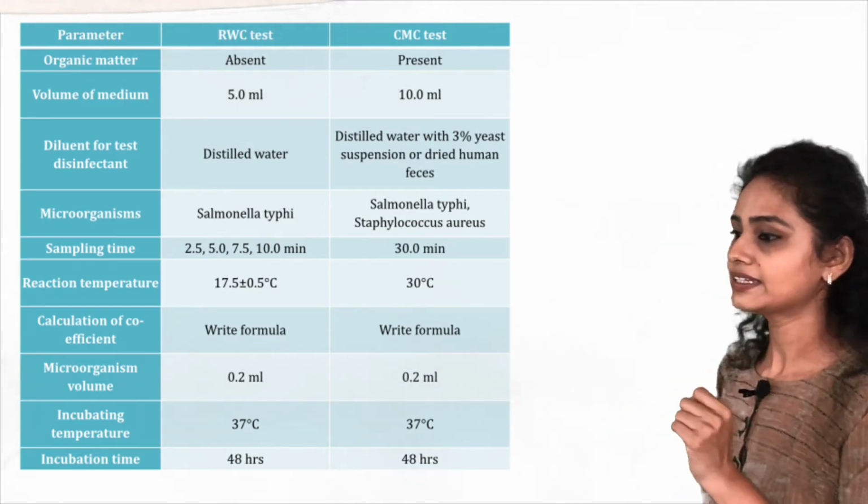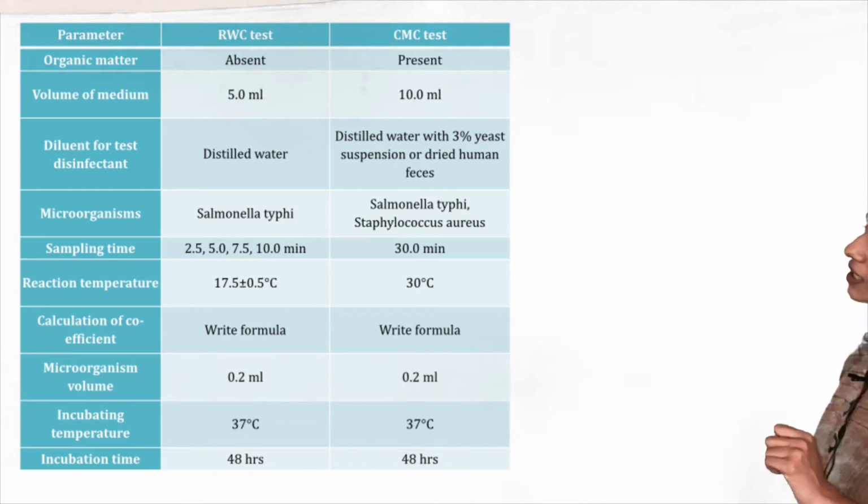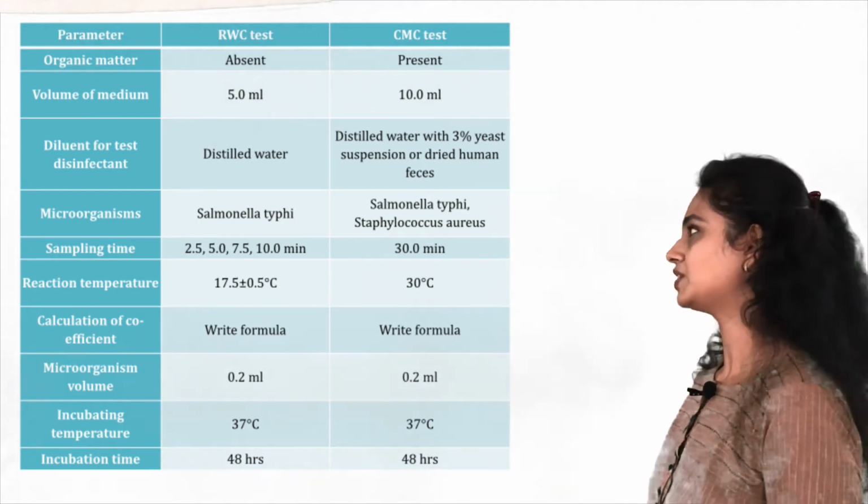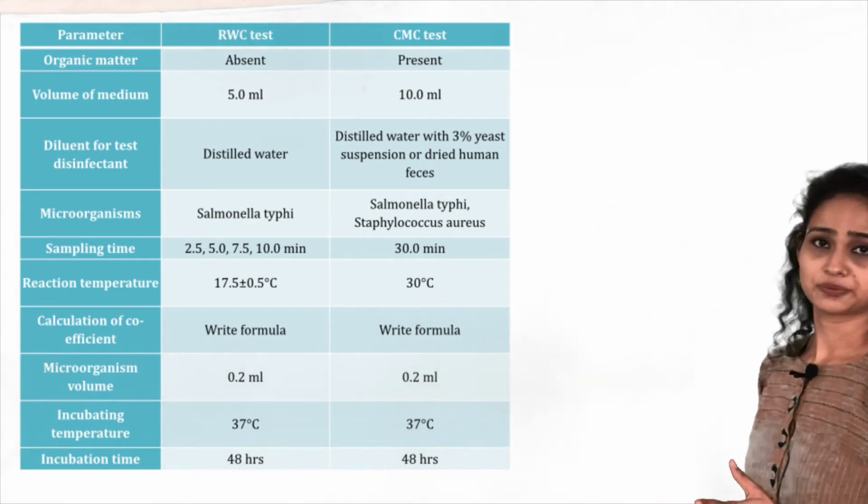The next difference is sampling time. In case of RWC it is 2.5, 5, 7.5 and 10 minutes, whereas in case of CMC it is 30 minutes, right.